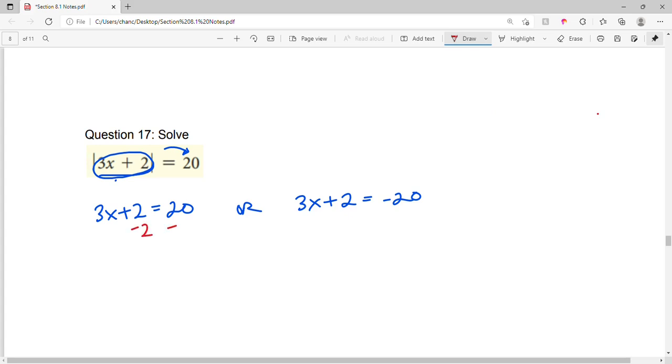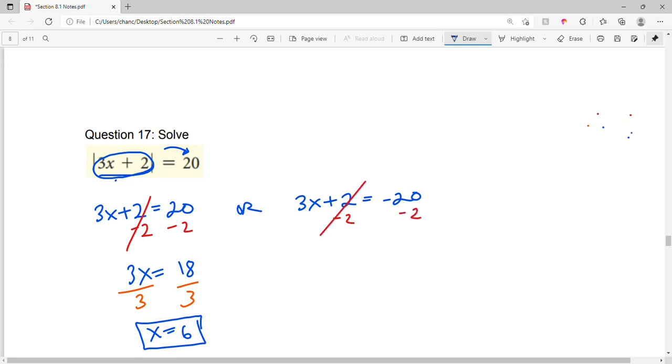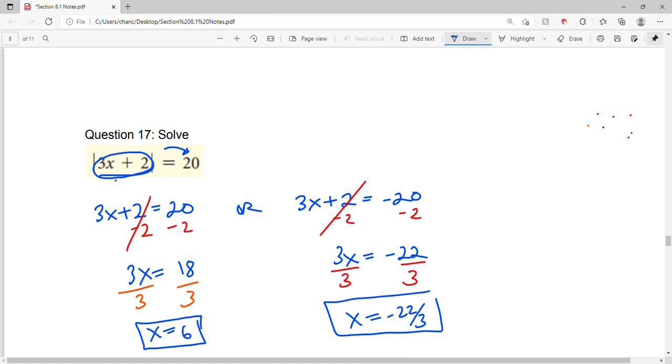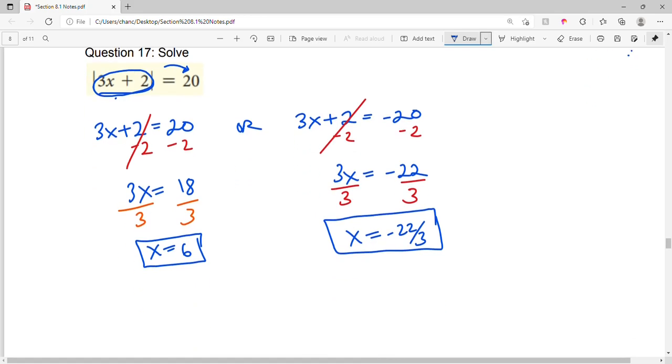So we'll subtract 2 to both sides here. 3x equals 18. Let's divide both sides by 3, and I get x equals 6. So that's our first solution, x equals 6. For the other side, let's subtract 2 to both sides, and I have 3x is equal to negative 22, and I can divide both sides by 3. X equals negative 22 over 3. These are our two solutions, so I'll write it in curly brackets, negative 22 over 3, comma 6, and we'll close that curly bracket.